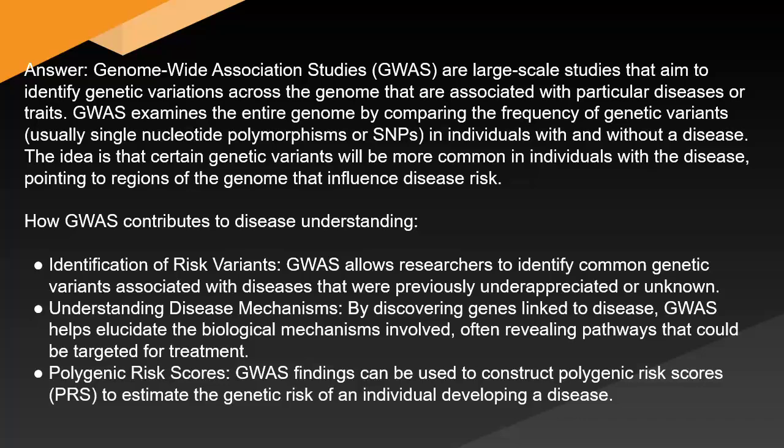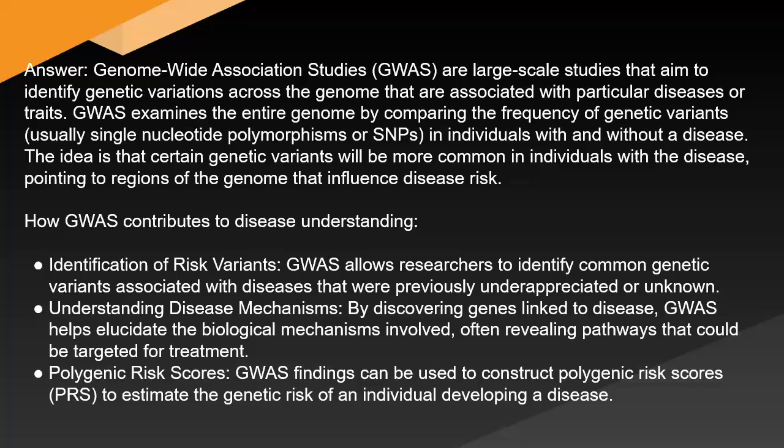GWAS examines the entire genome by comparing the frequency of genetic variants, usually single nucleotide polymorphisms or SNPs, in individuals with and without a disease. The idea is that certain genetic variants will be more common in individuals with the disease, pointing to regions of the genome that influence disease risk. How GWAS contributes to disease understanding: identification of risk variants.